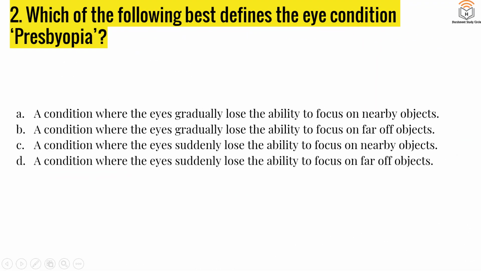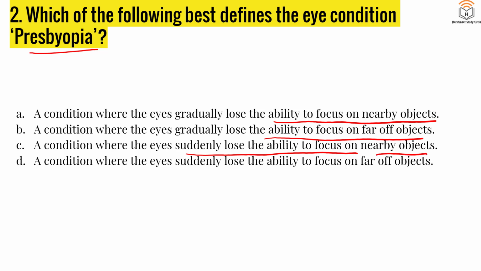Next question number 2. Which of the following best defines the eye condition presbyopia? 1. A condition where eyes gradually lose the ability to focus on nearby objects. Second, where the eyes gradually lose the ability to focus on far off objects. Third, when the eyes suddenly lose the ability to focus on nearby objects, or when the eyes suddenly lose the ability to focus on far off objects. Which of these is presbyopia?